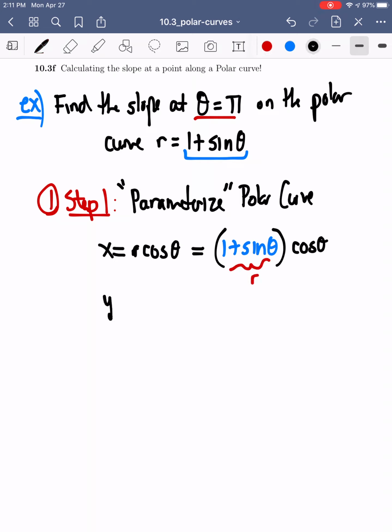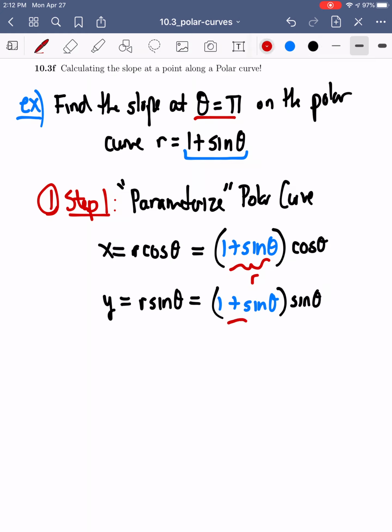We can do a similar thing for y. That's coming from our other transformation equation. y is equal to r sine theta, which is 1 plus sine theta, that quantity, all times sine of theta.